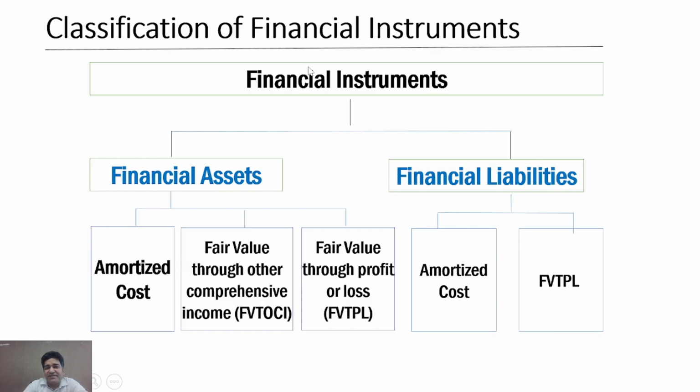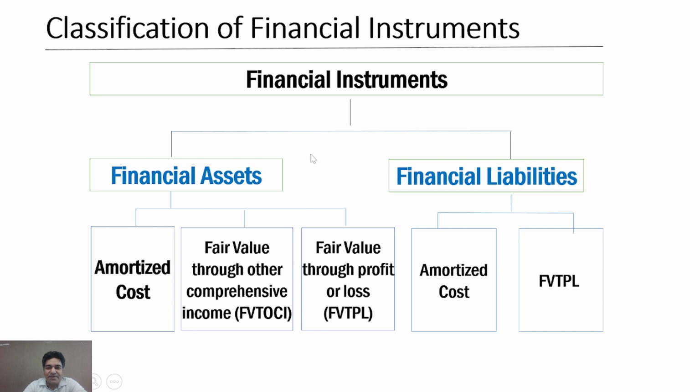So guys, in the video on the classification of financial instruments, we discussed that there are three types of financial instruments: financial assets, financial liabilities, and equity instruments. Though we are not going to discuss in detail, we'll see how the financial assets and financial liabilities were classified. Financial assets were classified either at amortized cost or at fair value through other comprehensive income, that is FVTOCI. And then there was a third classification, fair value through P&L, that is FVTPL. And financial liabilities were classified either as amortized cost or fair value through profit and loss account.